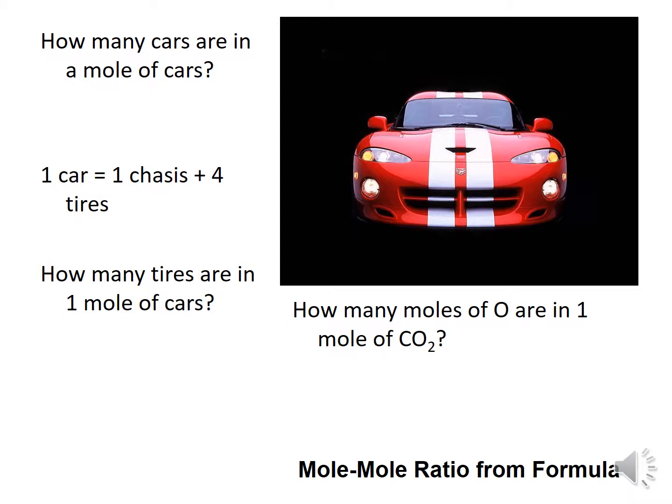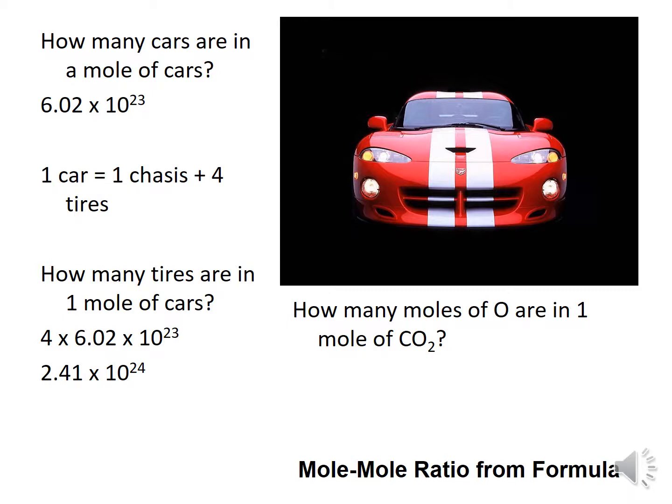Let's use cars to discuss the mole-mole ratio that you can get from a chemical formula. How many cars are in a mole of cars? Well, of course, it'd be 6.02 times 10 to the 23rd. But a car is a chassis with 4 wheels. How many tires are in 1 mole of cars? If I have 6.02 times 10 to the 23rd, I obviously have more tires than I have cars, because there are 4 tires for every car. So it would be 4 times 6.02 times 10 to the 23rd, or 2.41 times 10 to the 24th tires in 1 mole of cars.